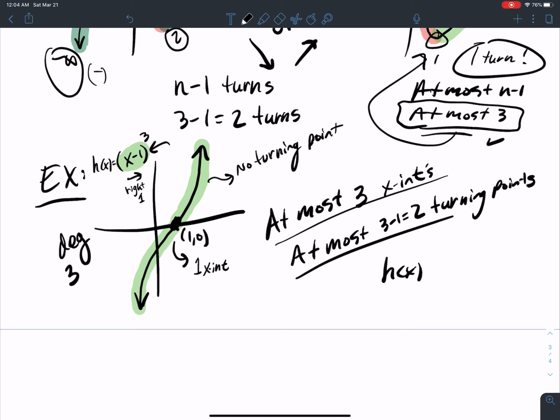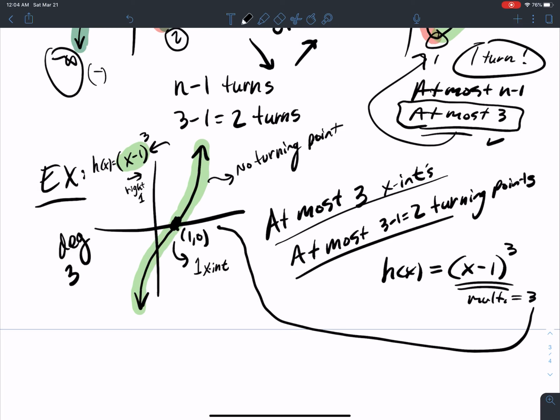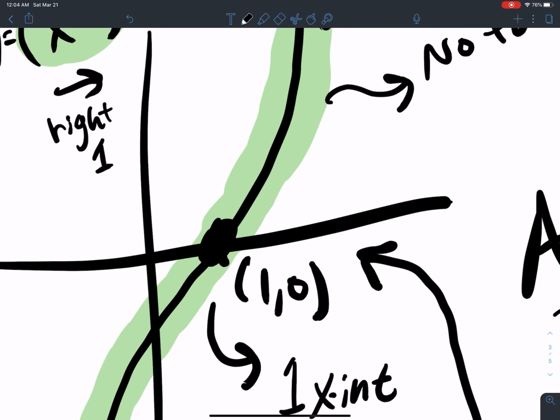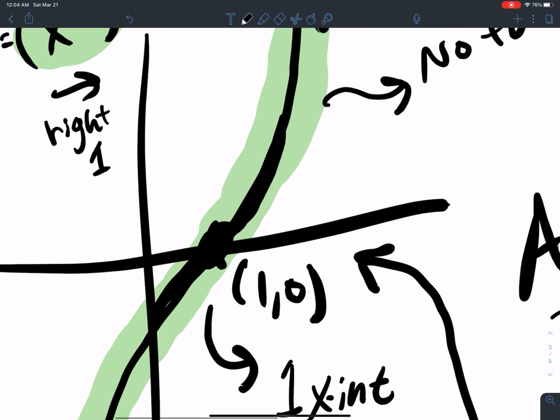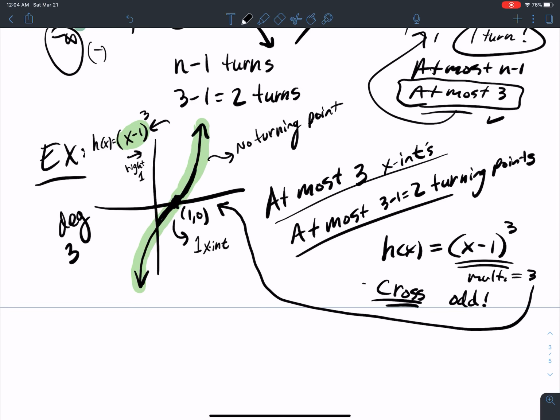Okay, I want you to think about this, though. Let's think more about this h of x, x minus 1 cubed. I hinted a little bit. The multiplicity here is equal to 3. That multiplicity is odd, first of all. So odd tells me what? It tells me that it crosses the axis. So let's zoom in a little bit here. But when I cross the axis, I don't just go straight through it. I actually have a little bit of a bend, okay? So there's a little bit of a bend there going through.